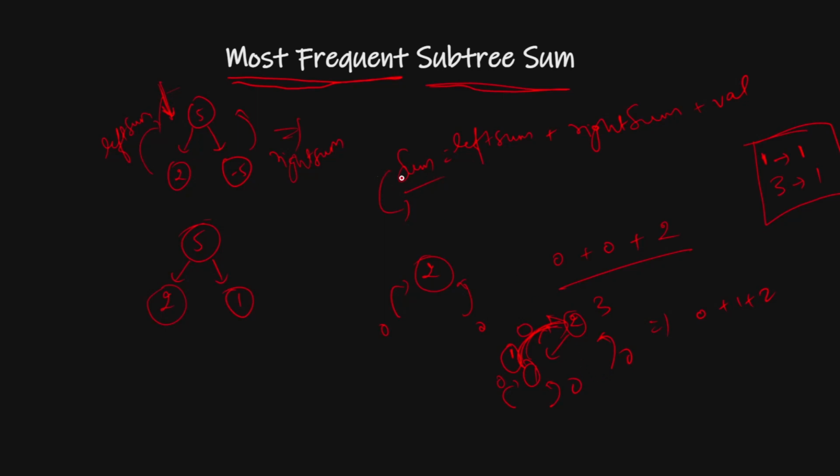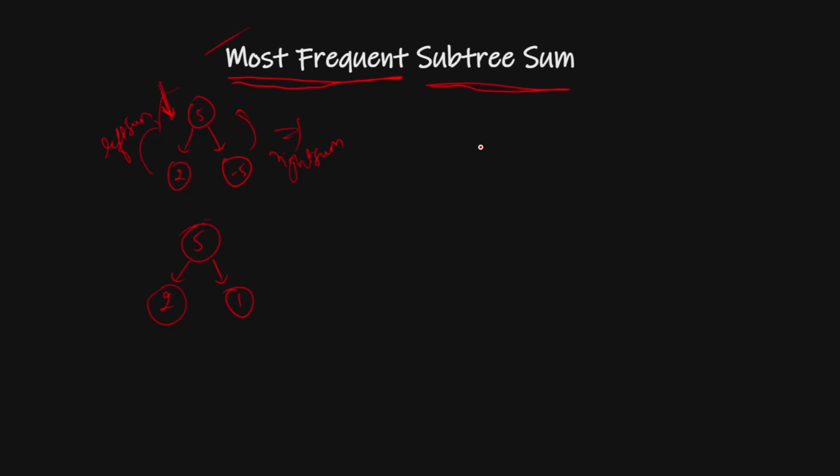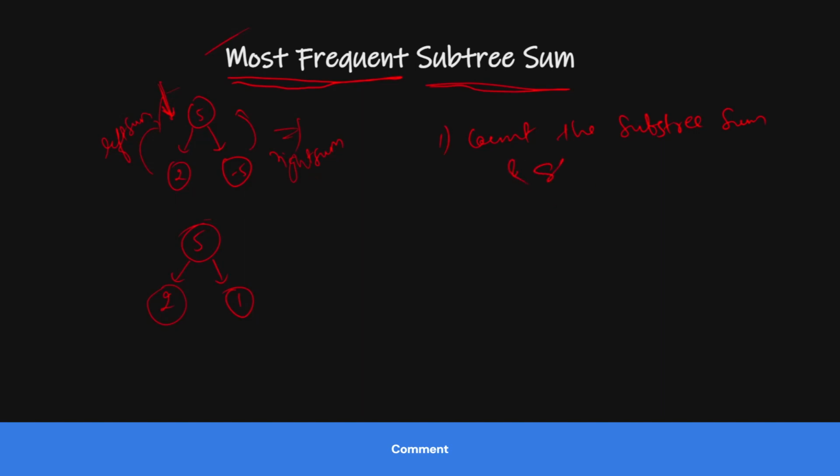Now, I can use BFS, DFS, any approach. Once my DFS is done, what will I do? Should I iterate through this? No. This unordered map has the entries in random order. First of all, for finding the most frequent, I will sort this. So if I write down my steps, it would look like this. The first thing we have to do is count the subtree sum and store that sum in the map.